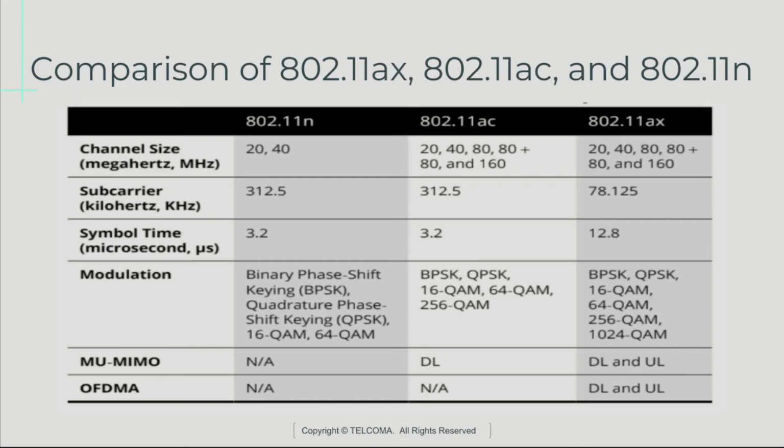Next is the comparison of 802.11ax, 802.11ac and 802.11n. The second, third and fourth columns represent the different parameters of 802.11n, 802.11ac and 802.11ax respectively. So you can go through this table by yourself.